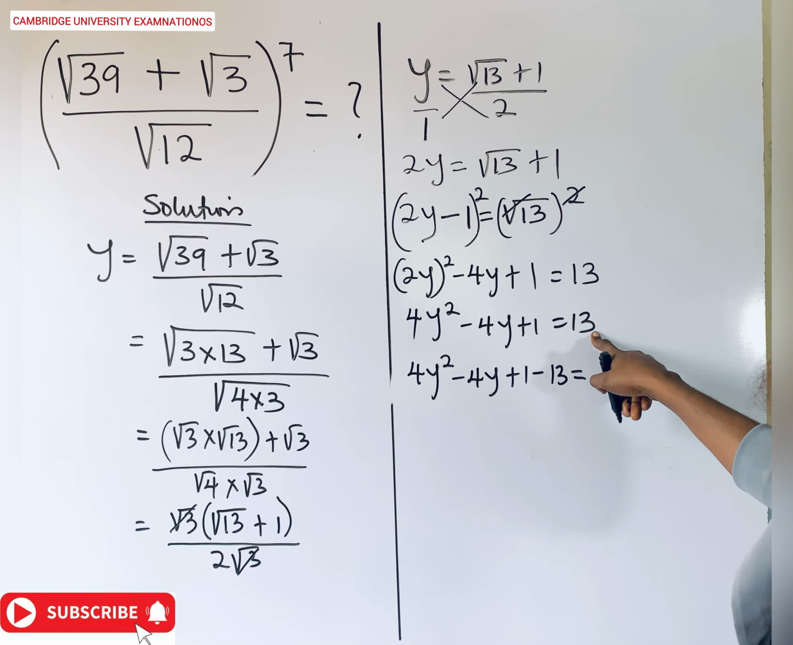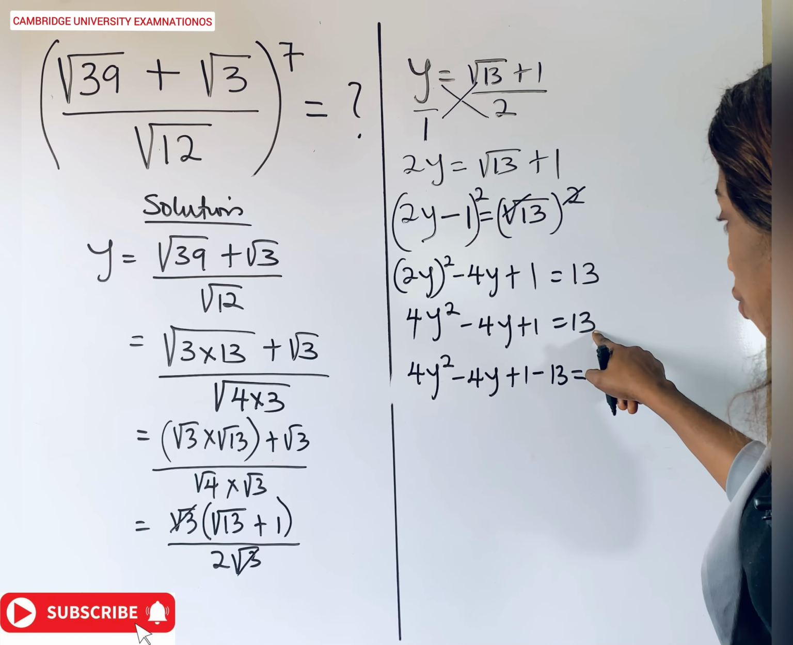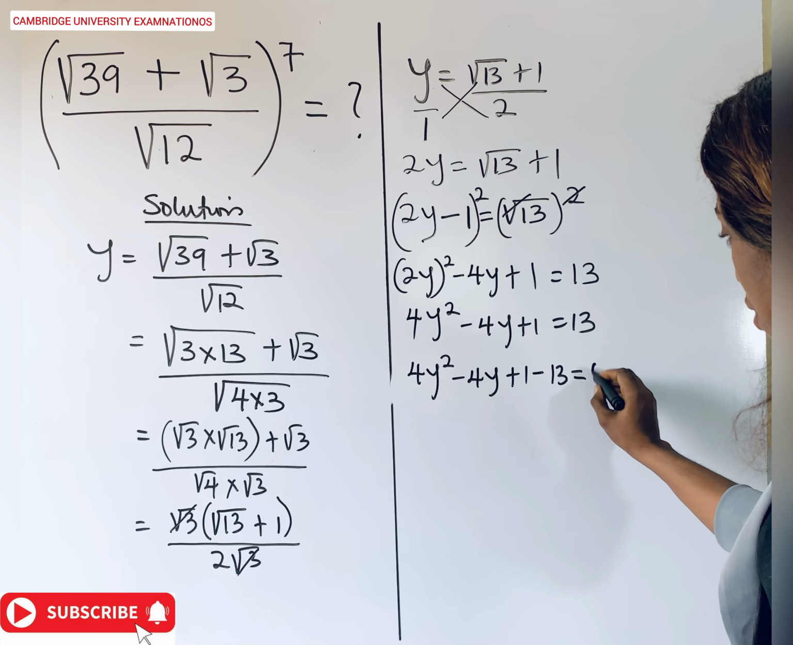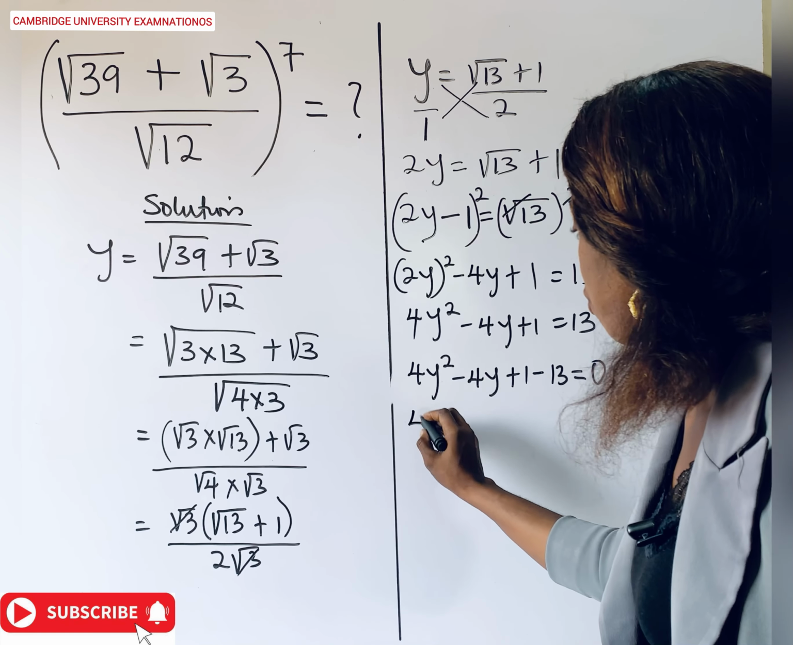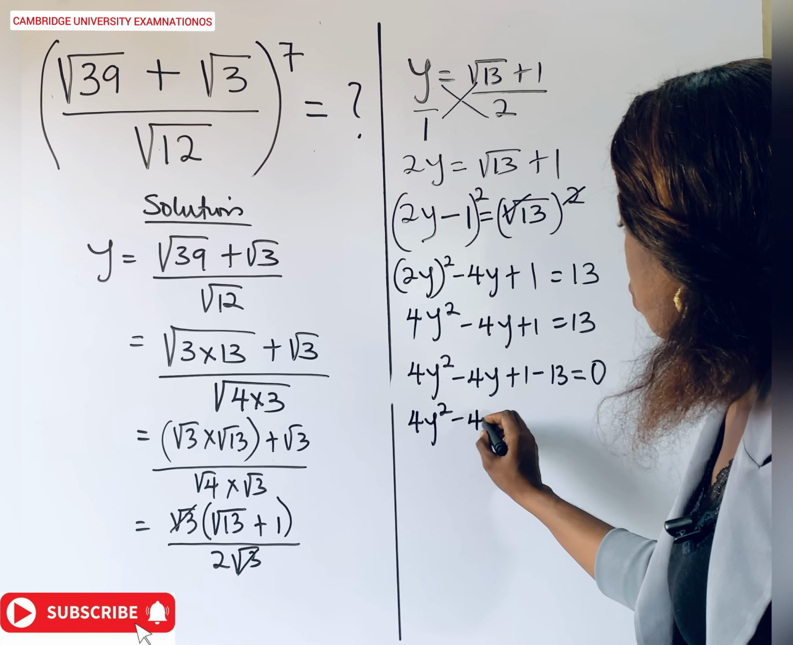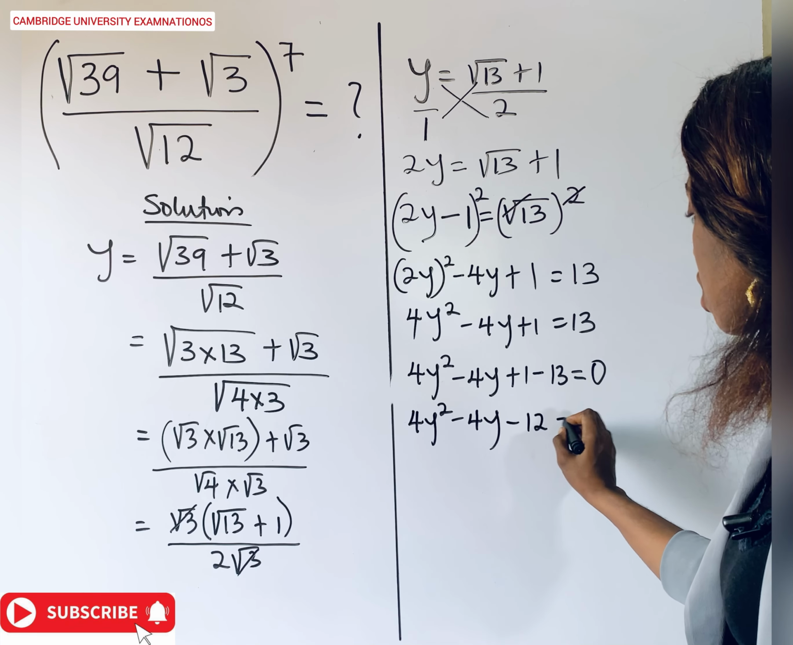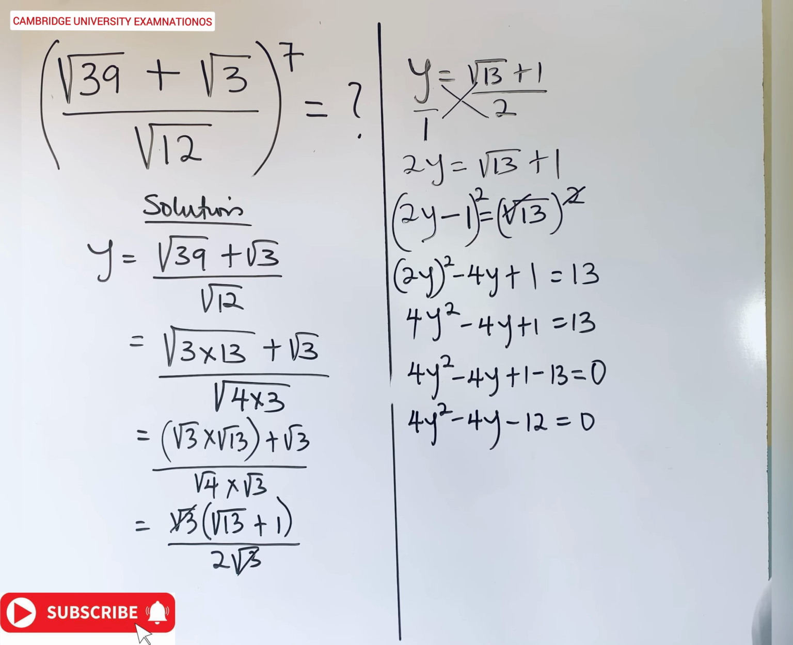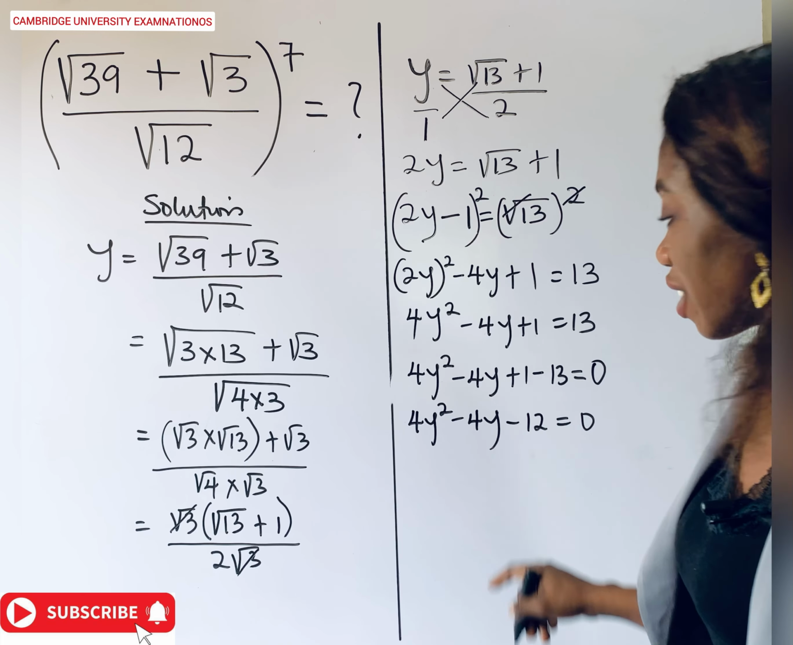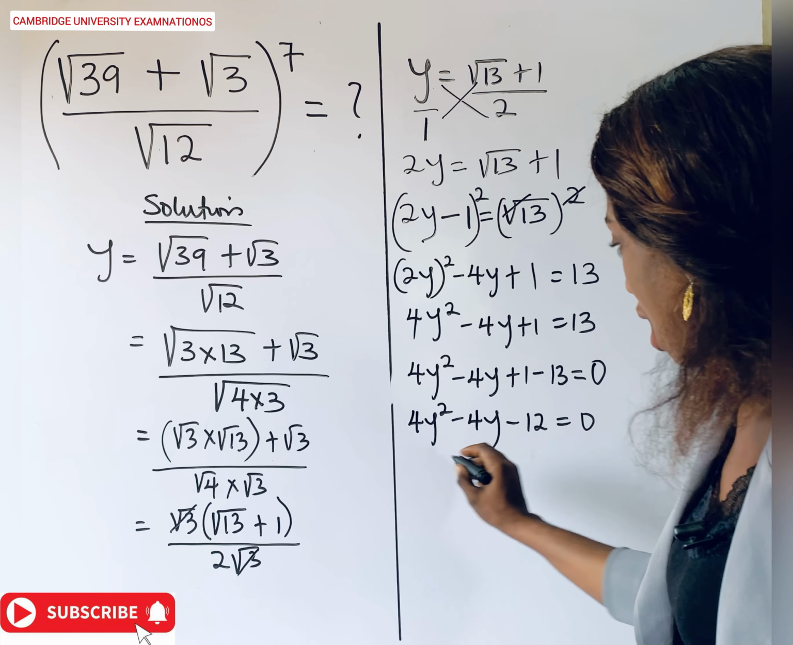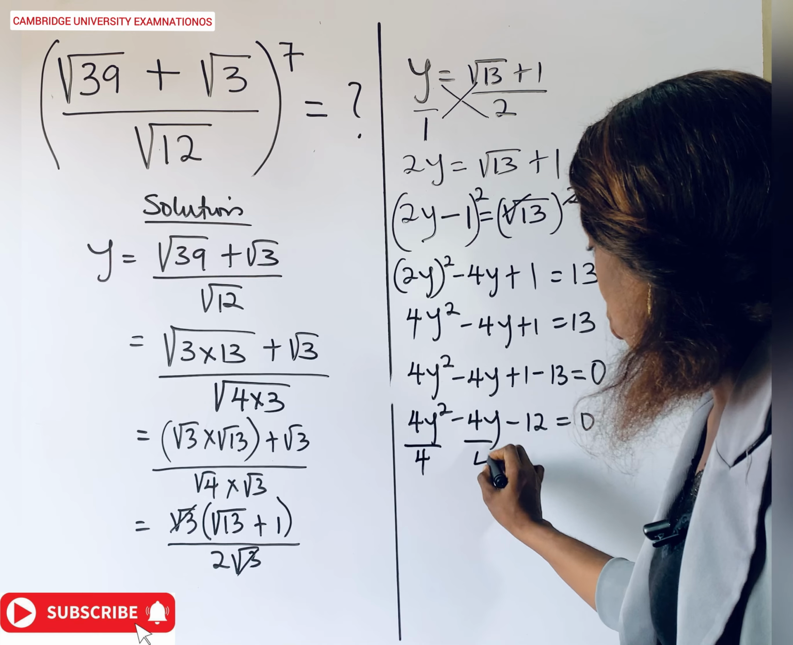If you subtract 13 from here, you also have 0. So we're going to have 4y squared minus 4y. Subtract this, you have negative 12 is 0. Did you see it? So you see that something is common in the 3 terms, and that is 4. So you can divide through by 4.